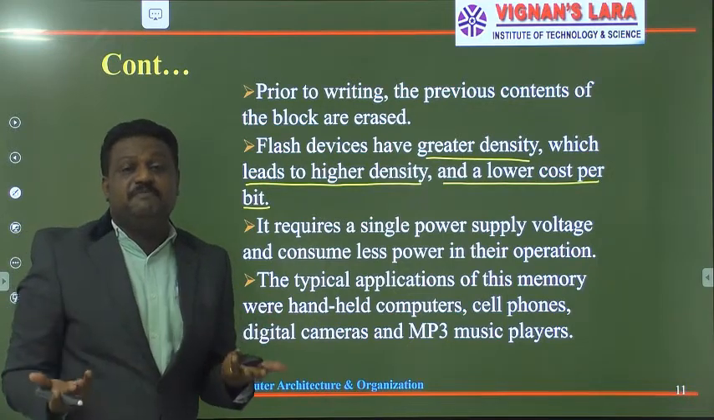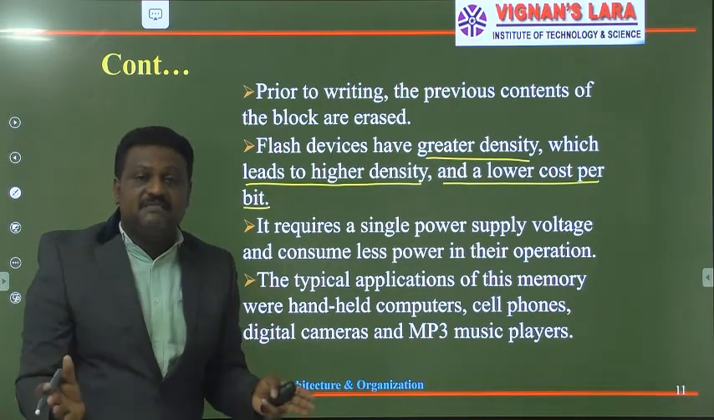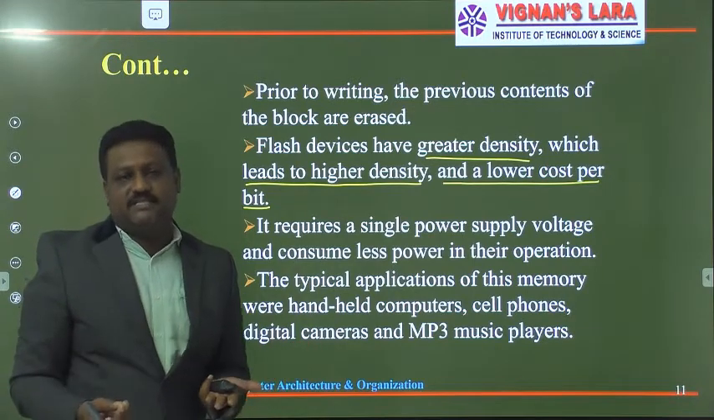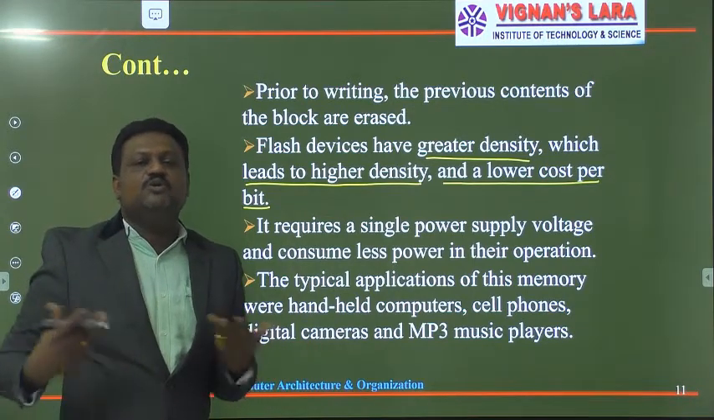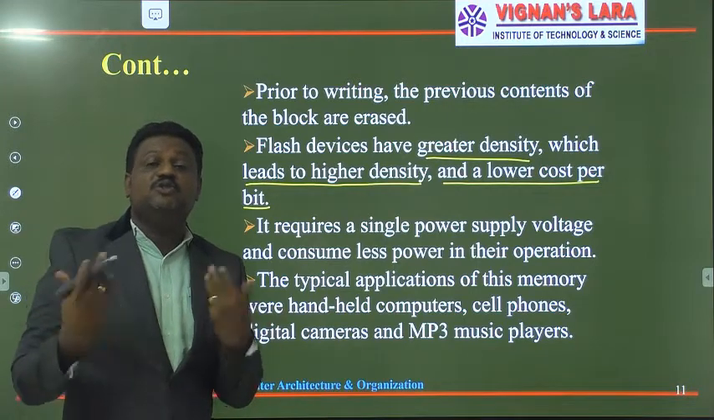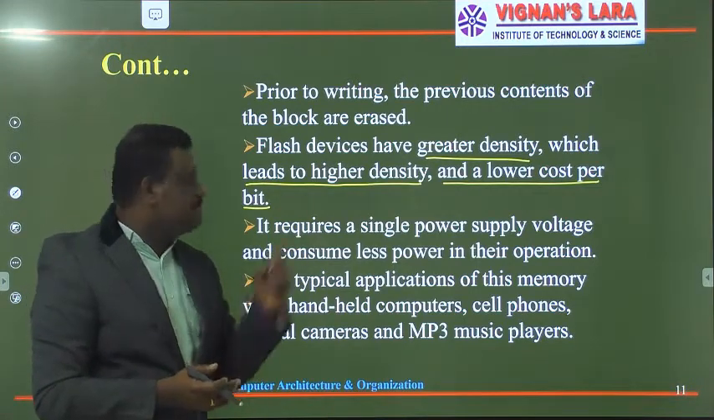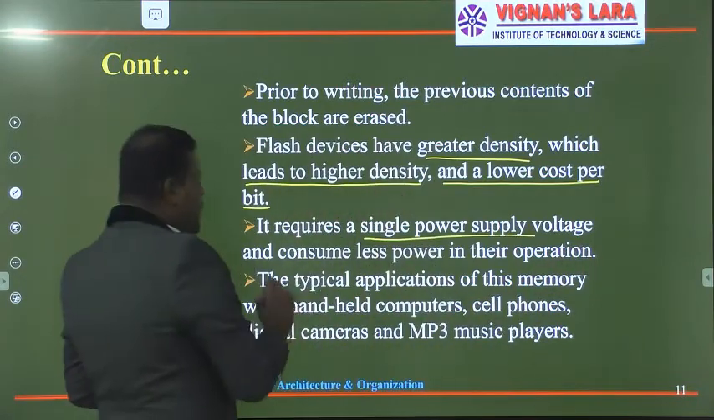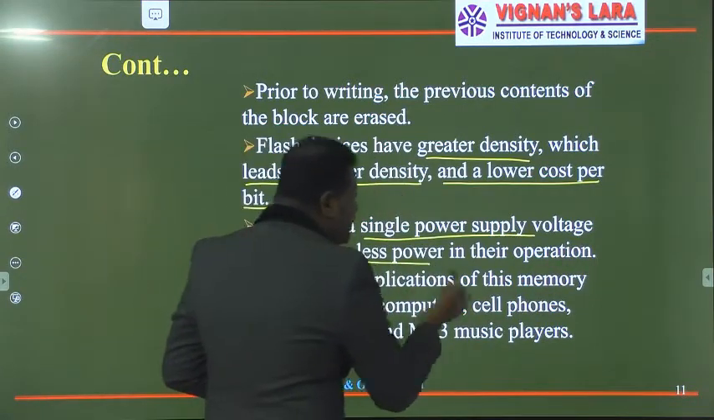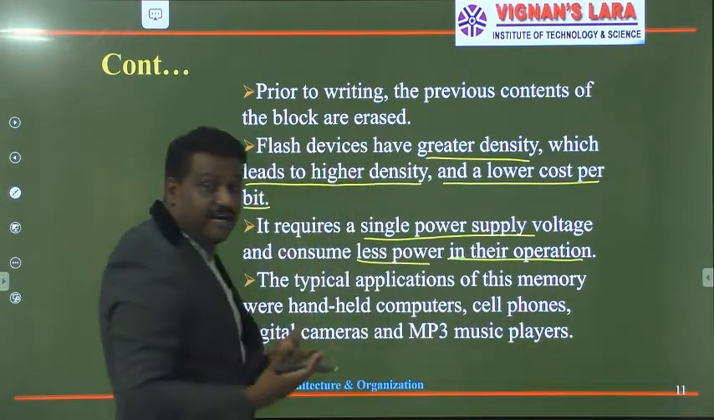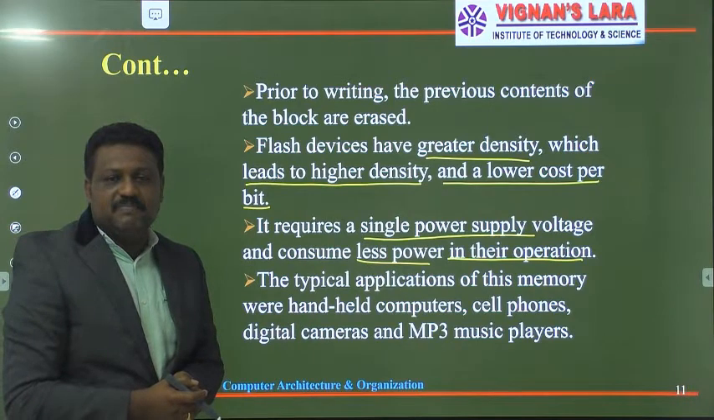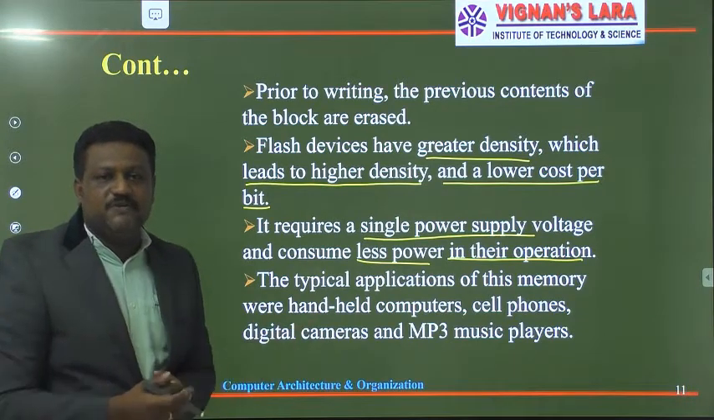What the user can expect from memories is that the memory size must be larger, and the cost of a memory cell is less. These are the two things a user can get from flash memories. Another important thing: it requires a single power supply voltage and consumes less power in operation. Their advantage is that it consumes less power compared to the remaining memory elements. That is also an advantage from the user's point of view.